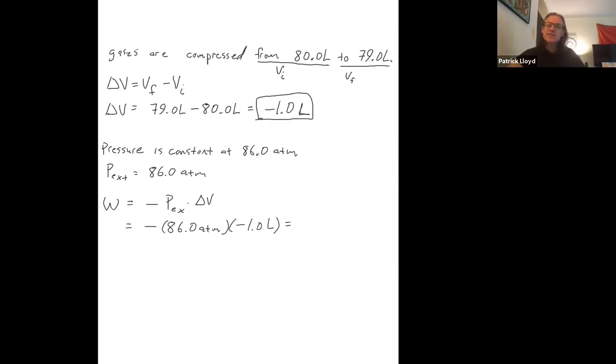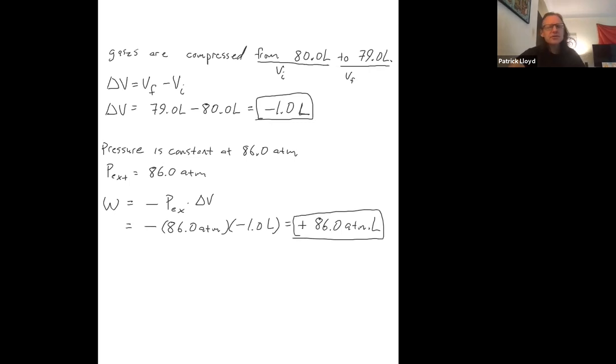Now notice you have the negative in the formula and then you have the negative in terms of the change in volume. Negative times negative is positive. So you actually get positive 86.0 atmosphere liters. Okay, so there's your work.